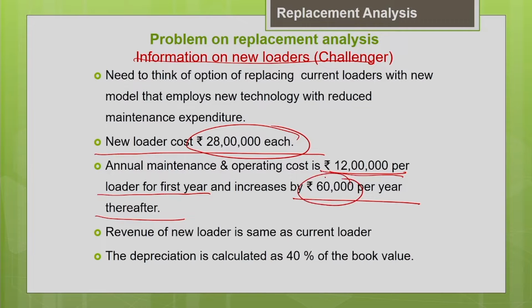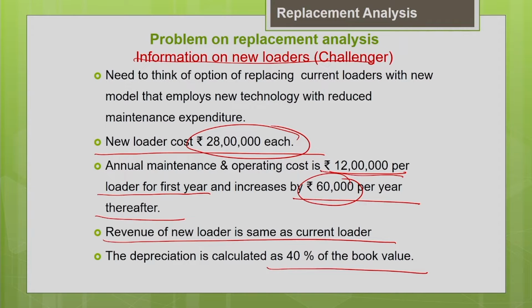So, there is a saving in the operating and maintenance cost with the new loader. But one thing to be noted is revenue is the same. Revenue of the proposed loader is the same as the current loader. And we are going to calculate the depreciation here as 40% of the book value. Just for simplicity, I am taking it as 40% of the book value for this problem.